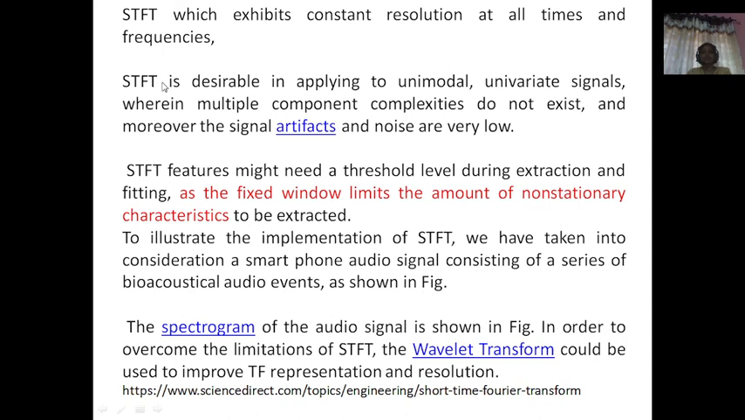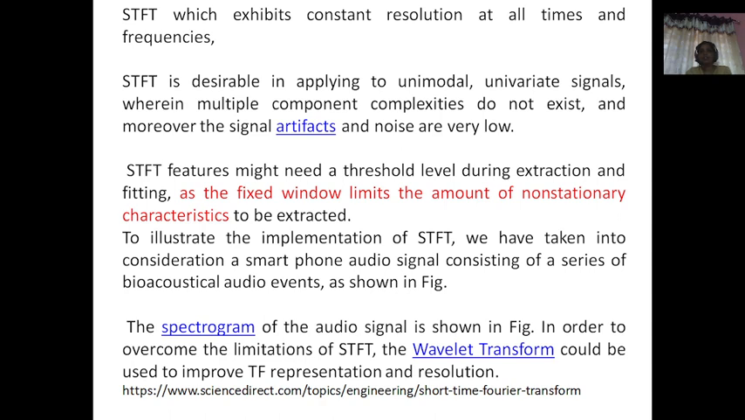Then an overview: the short time Fourier transform exhibits a constant resolution at all times and frequencies. It is desirable when applied to unimodal, univariate signals wherein multiple component complexes do not exist, and moreover the signal artifacts and noise are very low. STFT features need a threshold level, and fixing a window size, or a fixed window, limits the amount of non-stationary characteristics that can be extracted.